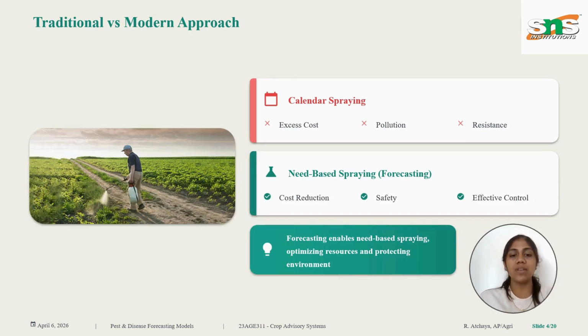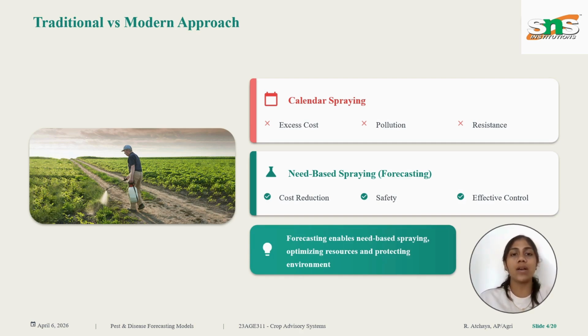Then, the traditional versus the modern approach. Traditionally, farmers followed calendar spraying, which means spraying pesticides every 10 or 15 days without checking whether the pest is present or not. This leads to excess cost, environmental pollution, pesticide residues, and pest resistance development. This is not at all sustainable.